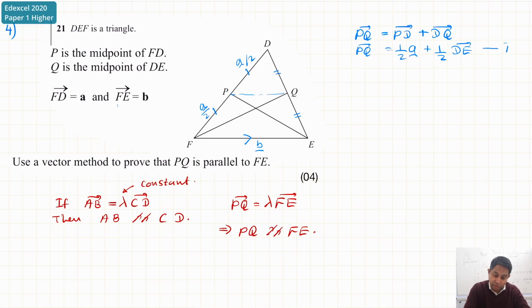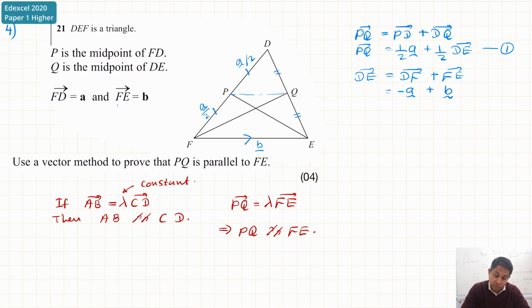I'm going to take this equation as equation 1. Let's see how we can find vector DE now. To find vector DE, you can use triangle DFE. Using the triangle rule, you can write vector DE as vector DF plus vector FE. Vector FD is A, therefore we can write vector DF as minus A, and vector FE is given as B. We have vector DE equal to minus A plus B.